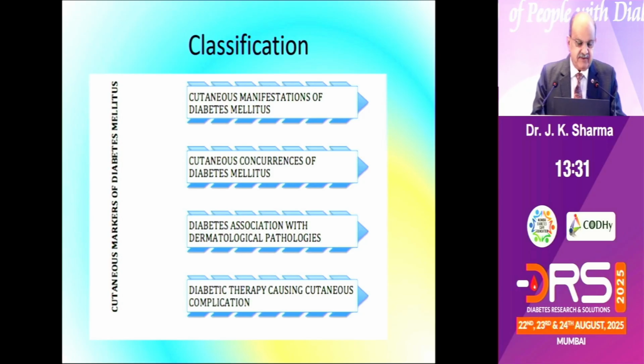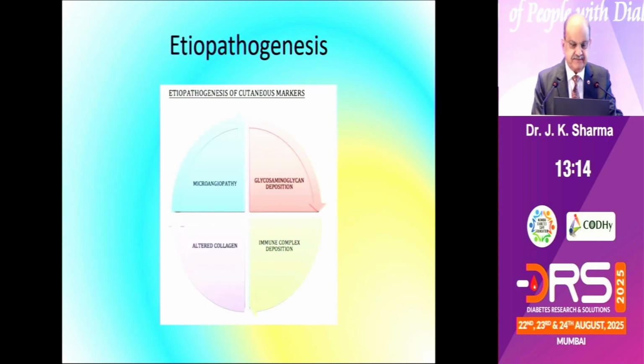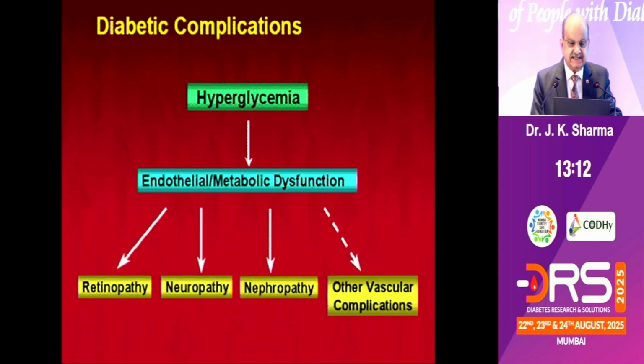If we look at the cutaneous markers of diabetes mellitus, we can classify them into the cutaneous manifestations, cutaneous concurrences of diabetes, then diabetes associated with dermatological pathologies, and the diabetic therapy causing cutaneous complications. This is the etiopathogenesis, and the sheet anchor is the hyperglycemia. There occurs the endothelial metabolic dysfunction leading to retinopathy, neuropathy, nephropathy, and other vascular complications.